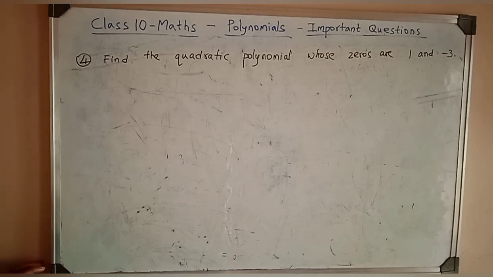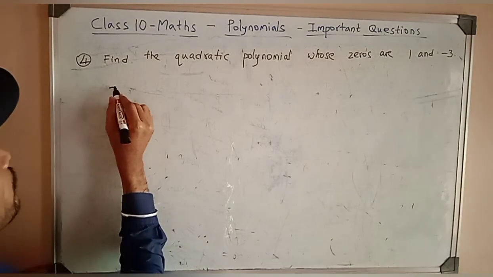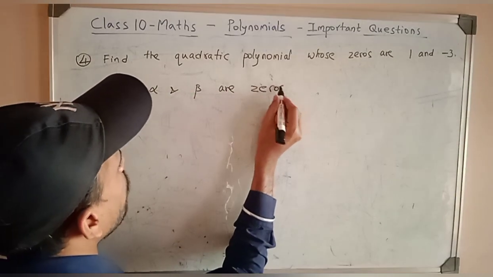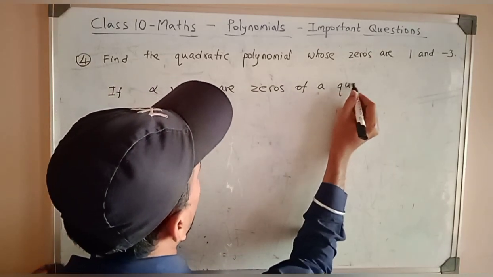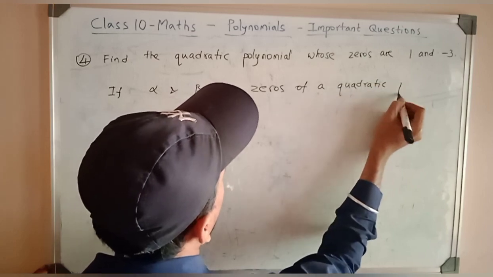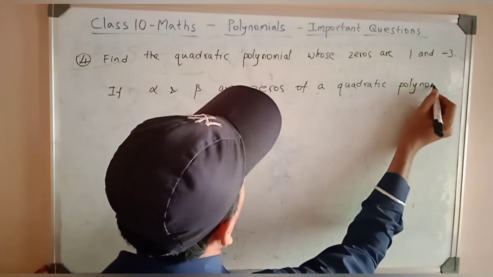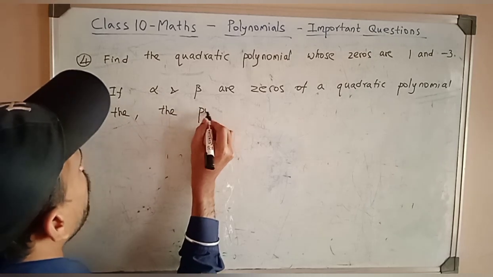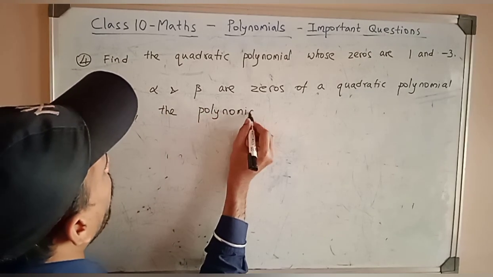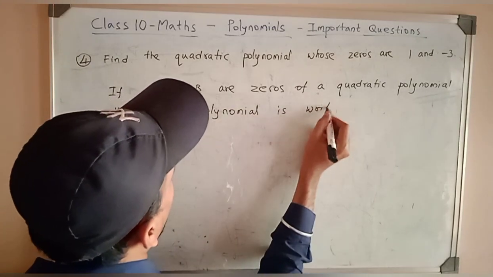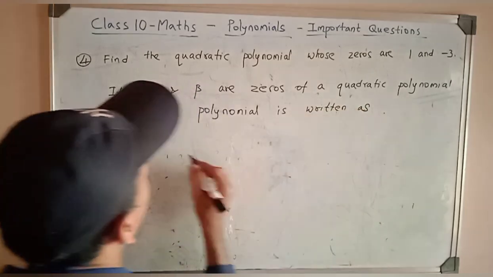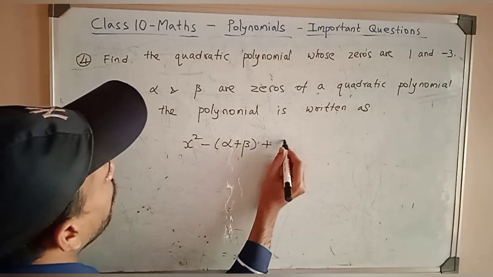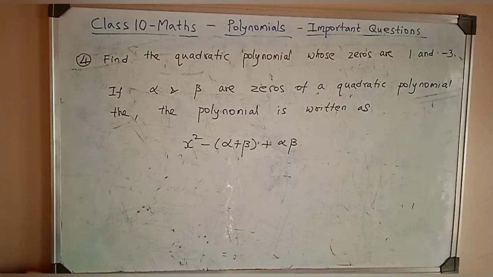We know the general expression for a quadratic polynomial. If alpha and beta are zeros of a quadratic polynomial, then the polynomial is written as x square minus of alpha plus beta x plus alpha into beta, where alpha and beta are zeros of the polynomial.